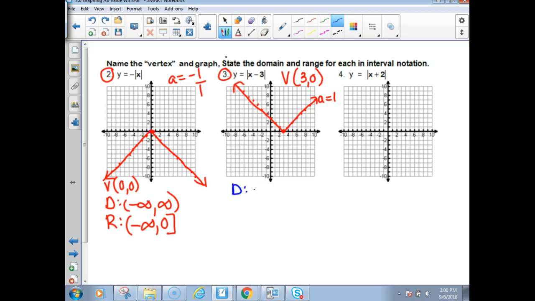The domain of this one's still negative infinity to infinity. What do you think the domain is for all absolute value graphs? Negative infinity to infinity. Yeah, it is negative infinity to infinity. You have to look at your range, though, for every one. So this has a range that's starting at 0 and going up, up, up, and beyond to infinity. So it'd be inclusive 0 up to infinity.